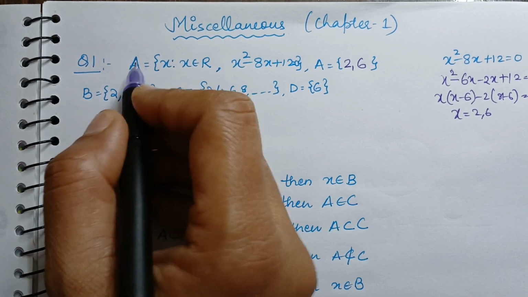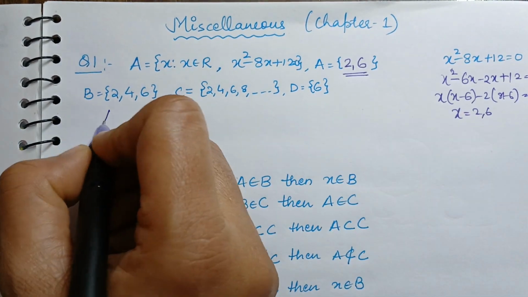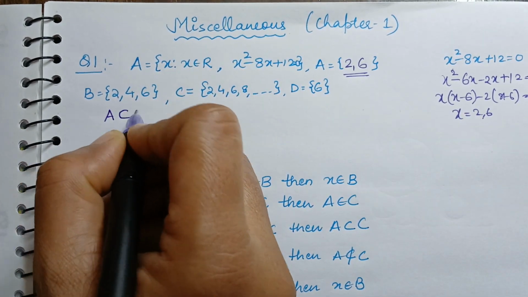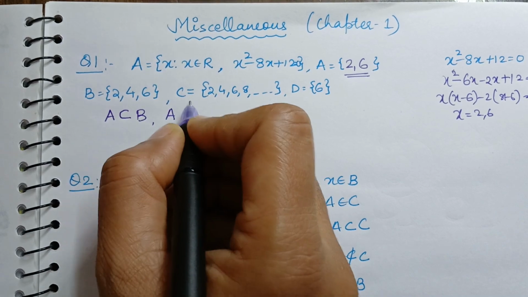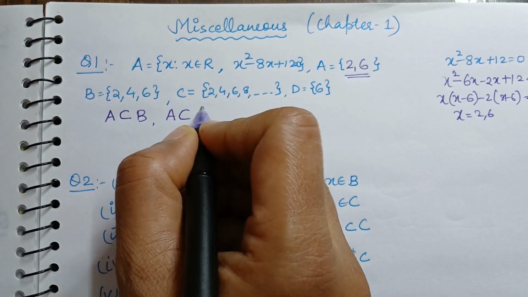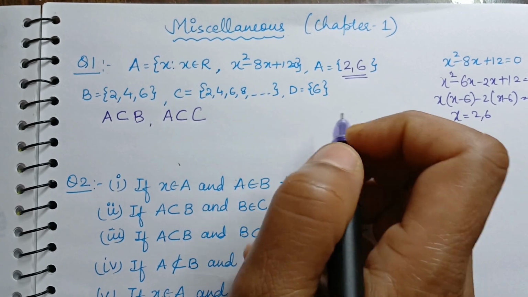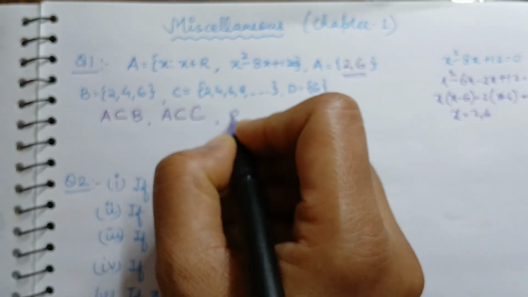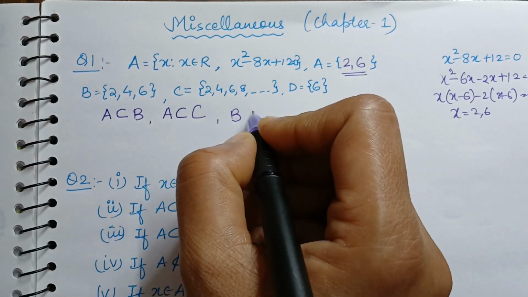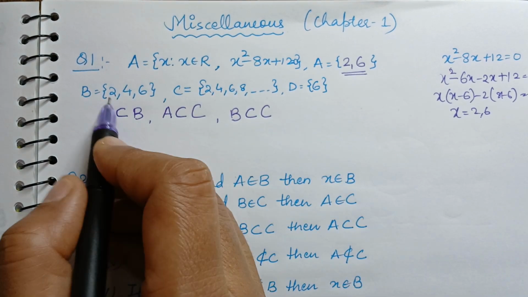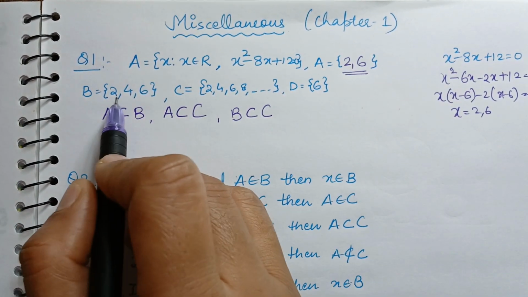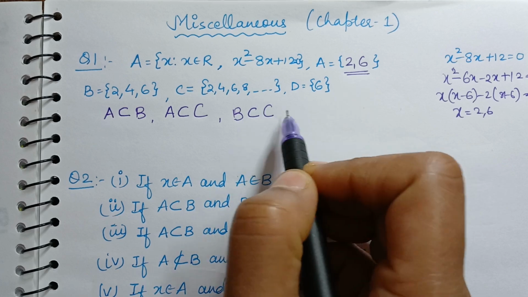So let us start with A. A is 2 comma 6. Now 2 comma 6 is a subset of B. 2 comma 6 is a subset of C, but 2 comma 6 is not a subset of D because 2 is not there. Now let us check for B. B is a subset of C, right, because 2, 4, 6 are there in C, but B is not a subset of any other set here.